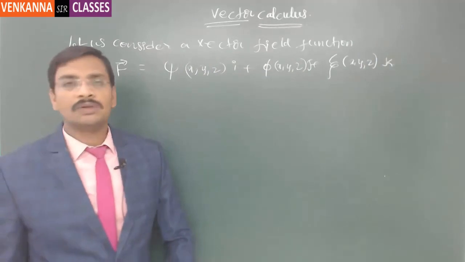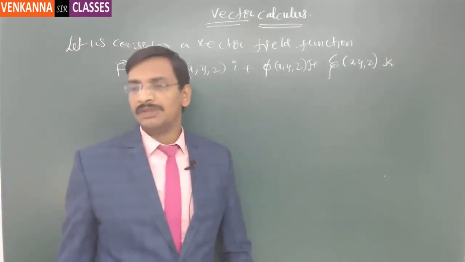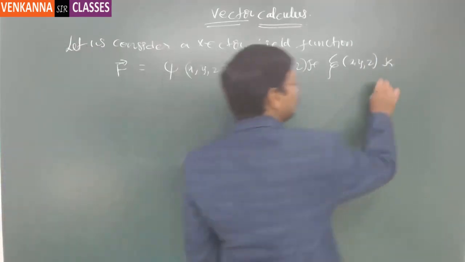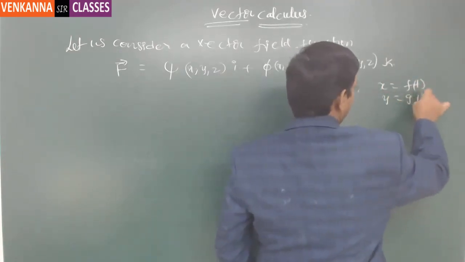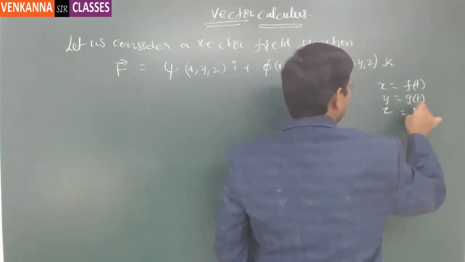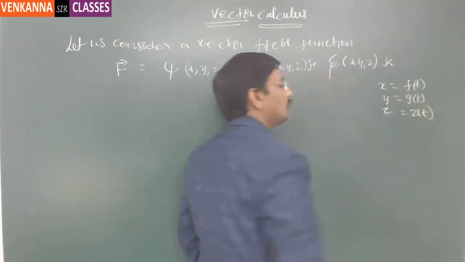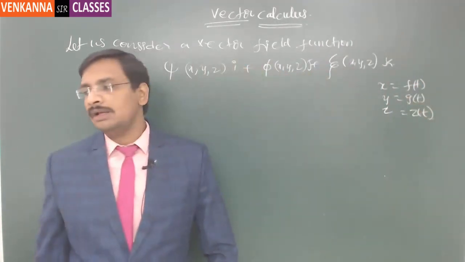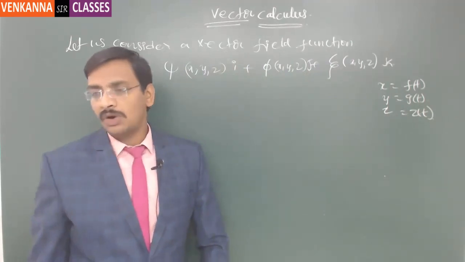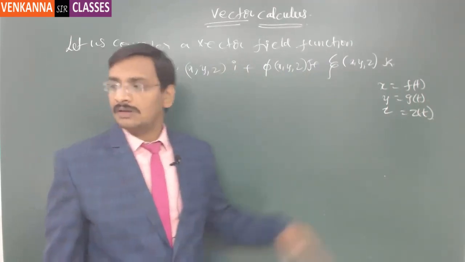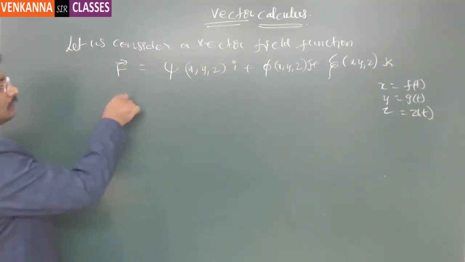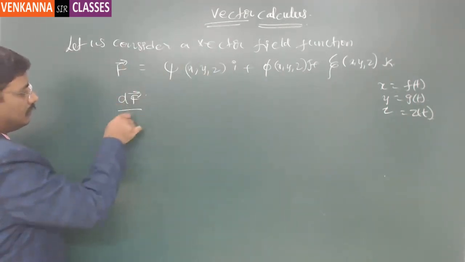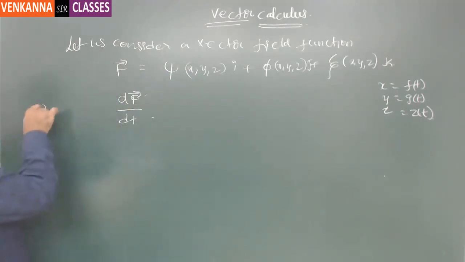Now, to find out the derivative of this particular function, let us say x is a function of t and y is a function of t and z is a function of t. So, here this is another way of representing the same thing. Let us say it is a function of t, or it may be a parametric form where t is the parameter. Now, if you want to find out the df by dt, which is nothing but the derivative of the vector function.